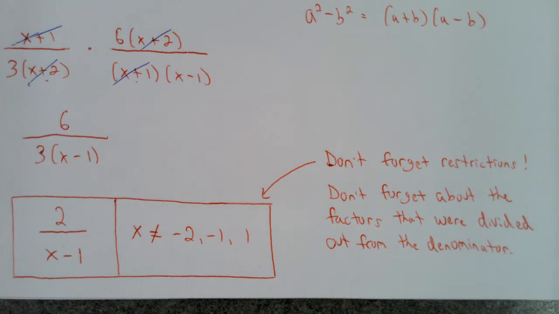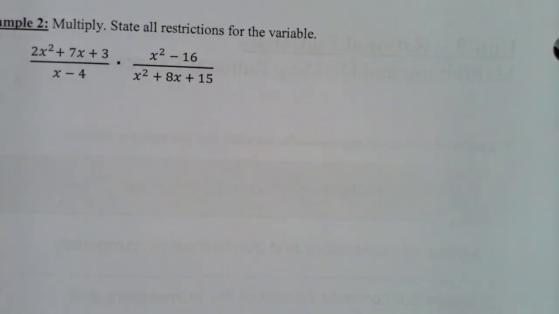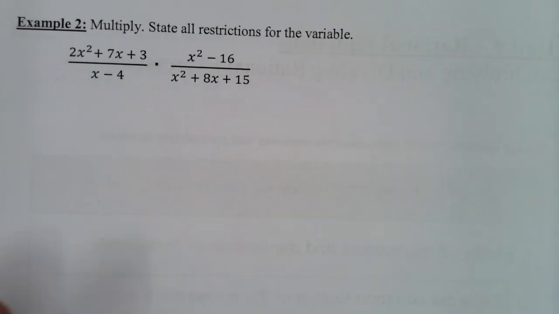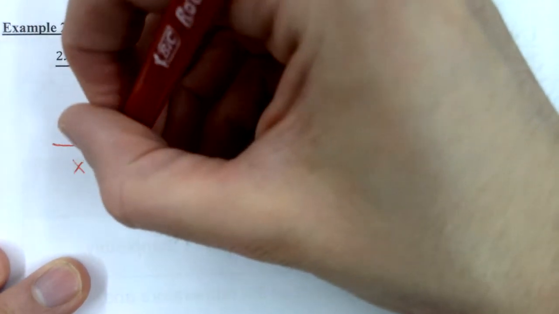All right, on to example 2. I'll go a little faster this time. I have 5 examples total today. For this one, the hard one to factor is the top left. So let's focus on the other ones first. The bottom left, x minus 4, you cannot factor that. That stays.